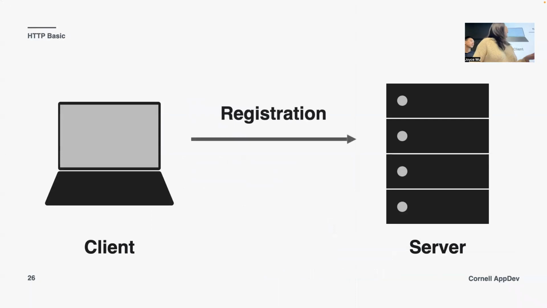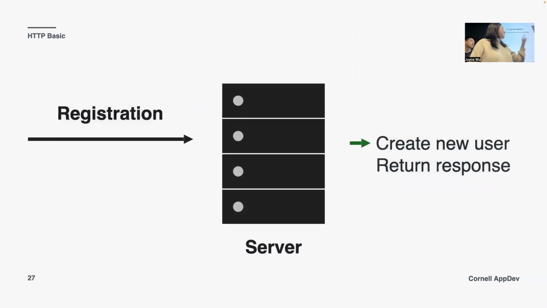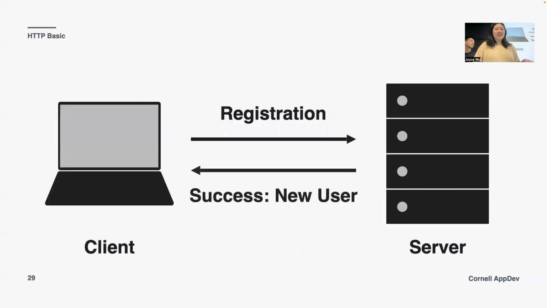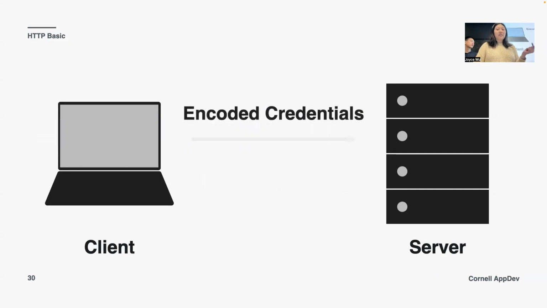Britt will tell you how to do it here, but basically your client registers the user, and then your server creates a new user and returns a response, and then that new user is sent back to the client. And now you have this new user, with the username and password, and then you store that username and password encoded in the front end.